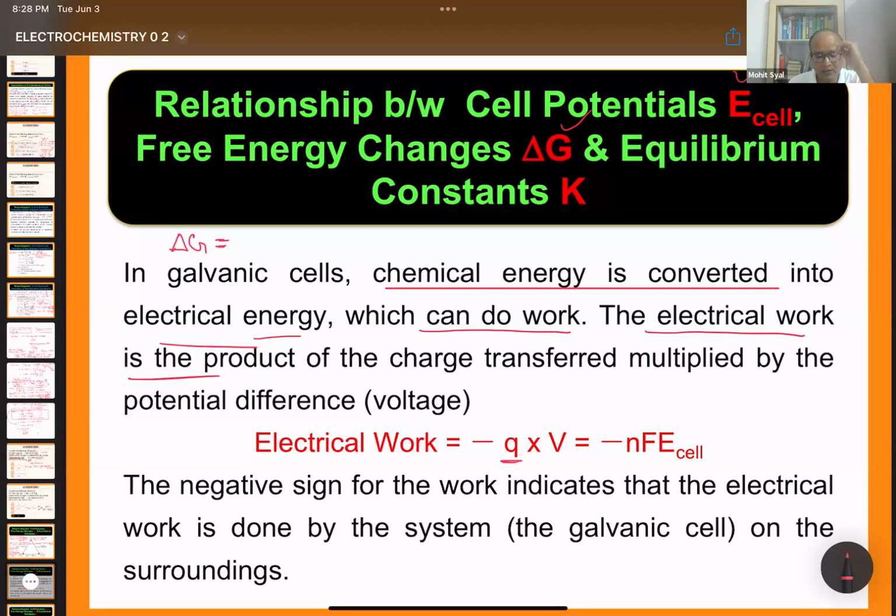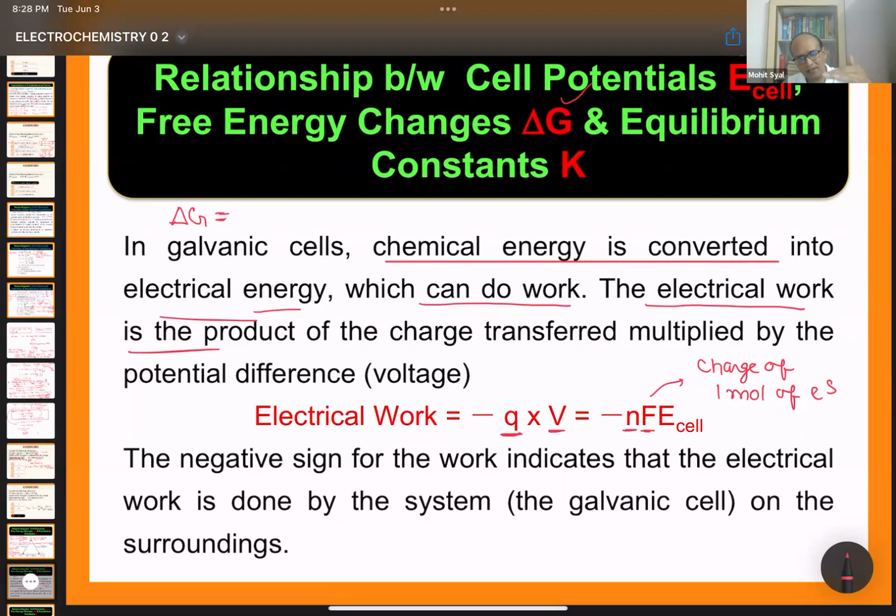Electrical work which a cell can do is charge into voltage that is passed through the cell. Charge is the number of moles of electrons into F. F is the charge of 1 mole of electrons. What is the value of F, Ibrahim? Aisha, Marwa, can you tell me what is the value of F? N is the number of electrons transferred. So, are you getting my point?